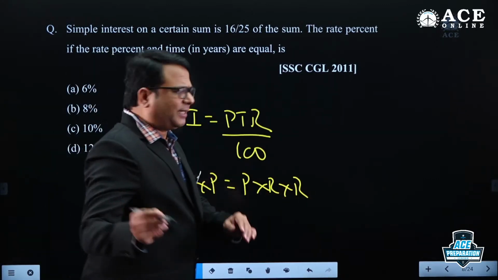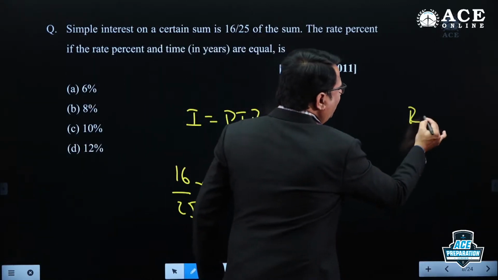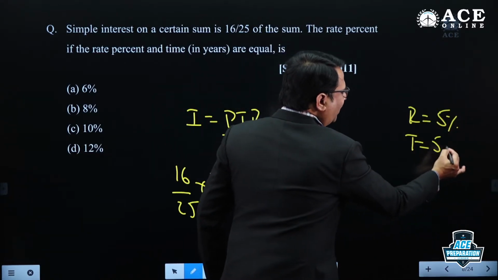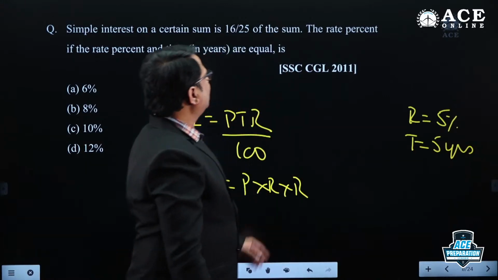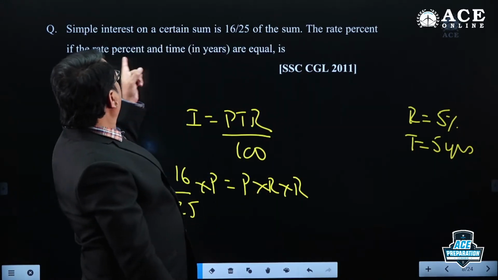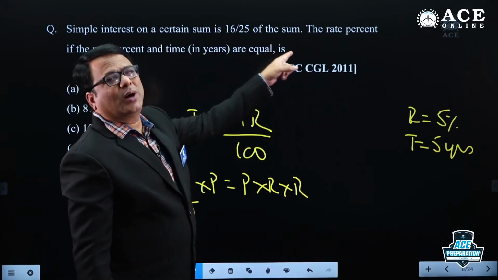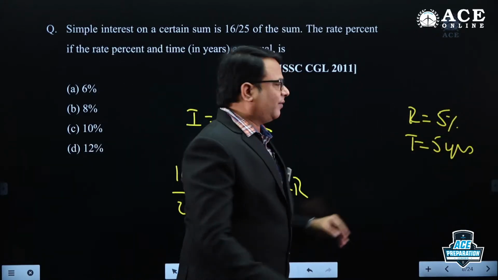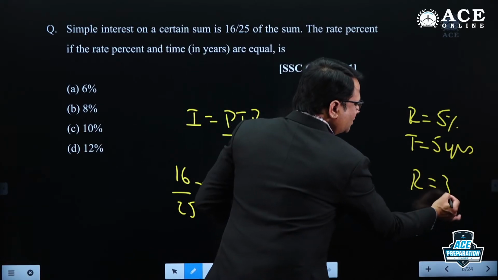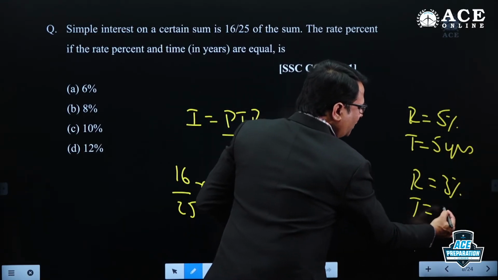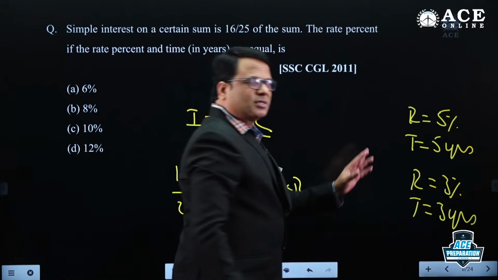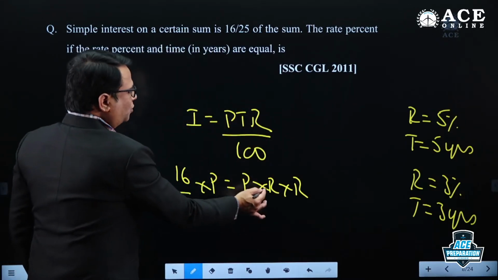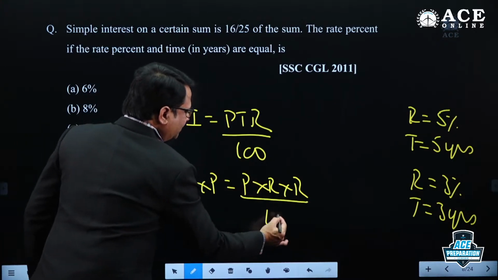I will explain by taking an example. If rate of interest is 5%, then time is also 5 years. That is the meaning he has given. If the rate percent and time are equal, that means if rate of interest is 5%, time will be 5 years. If rate of interest is 3%, then time will be 3 years. This is the logic of what is given. So in place of T, I substitute R by 100.